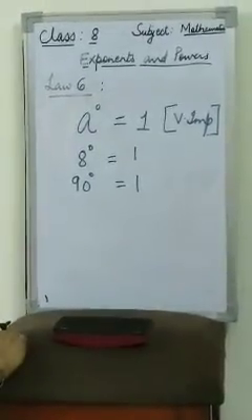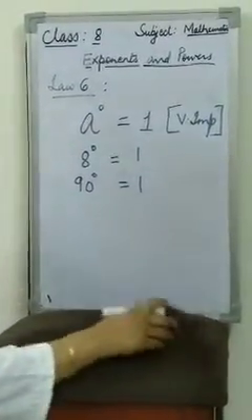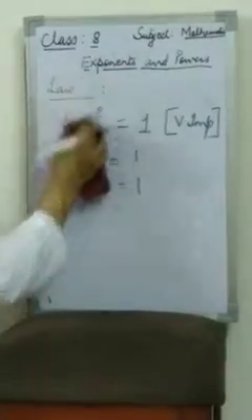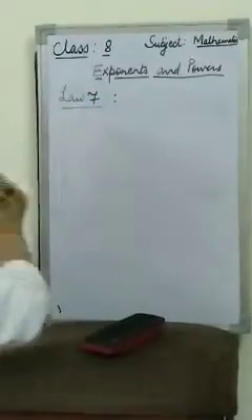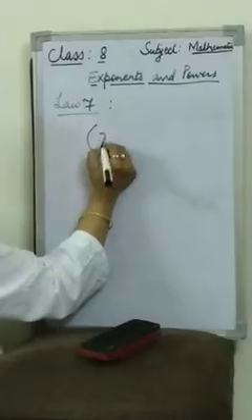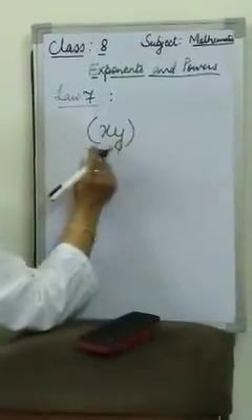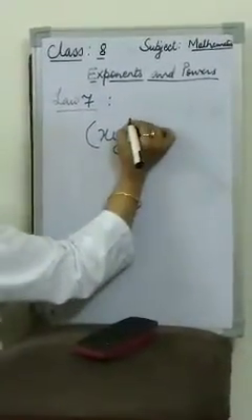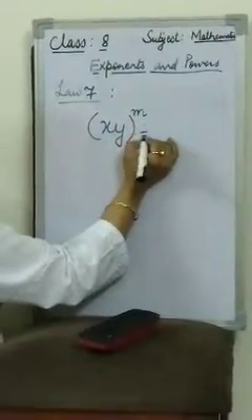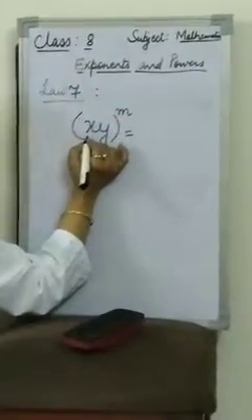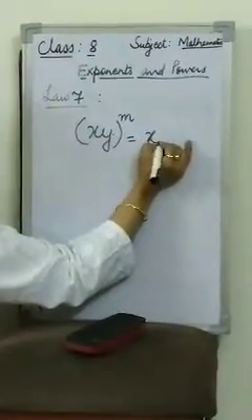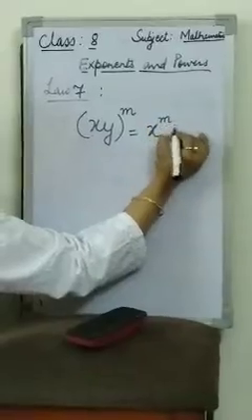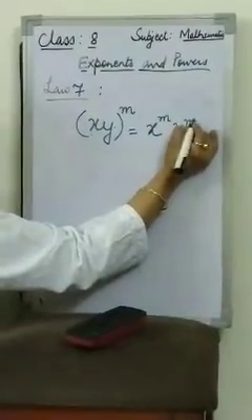Then we come to the next law, that is law 7. What does law 7 say? In law number 7, we are going to learn a rule. If x y, two variables, are there, and the whole is to the power m, that means this power is with x as well as with y. So when we remove the bracket, we write x to the power m and y to the power m.